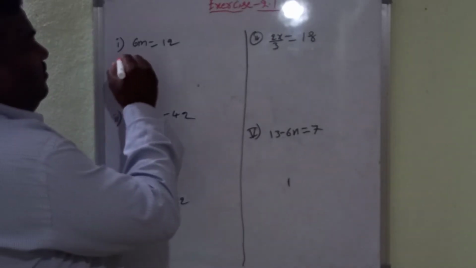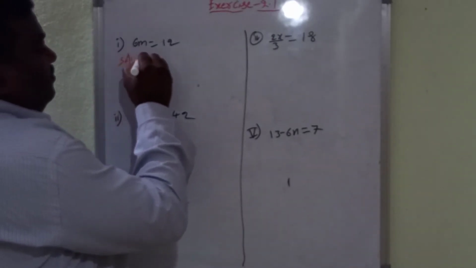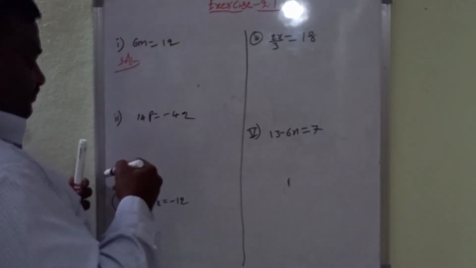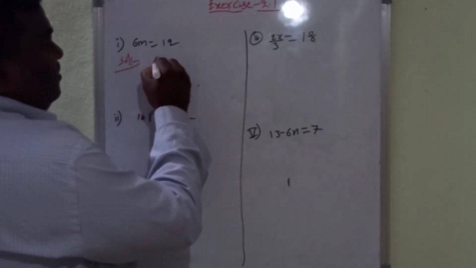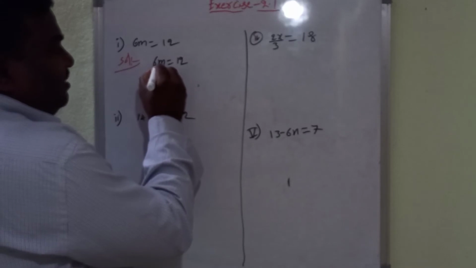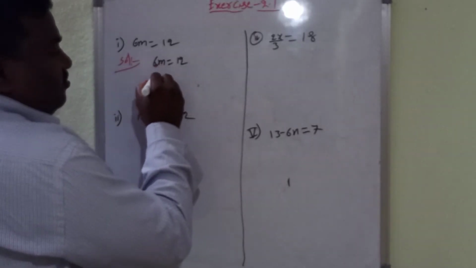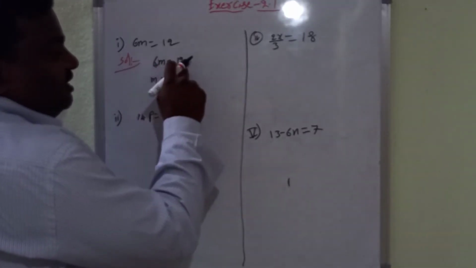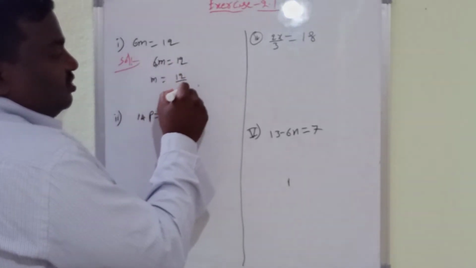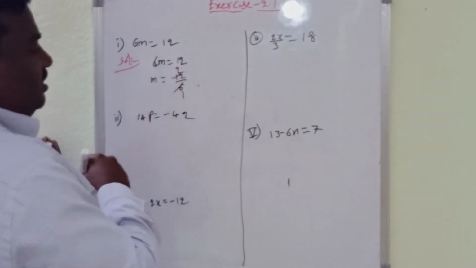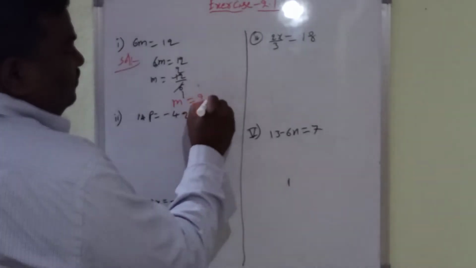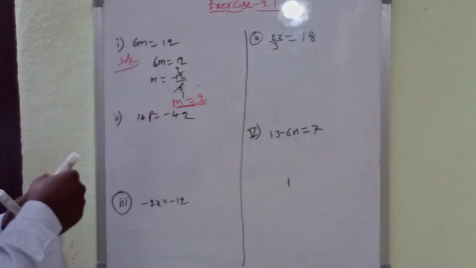That first one, 6m equal to 12. So what is given? 6m equal to 12. So it is 6m means 6 into m. So transpose 6 to right side. That will become by 6. 6 ones are 6, 6 twos are 12. That is m equal to 2.